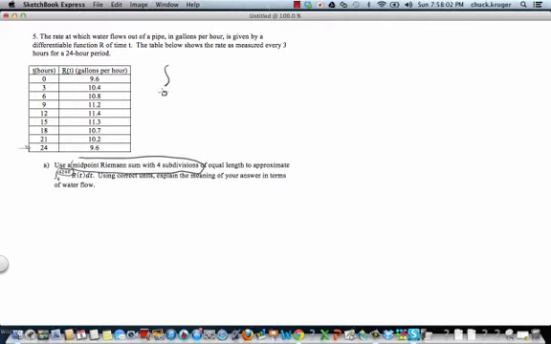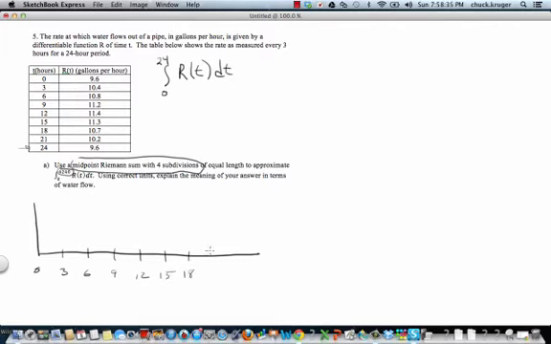I'm going to figure out this part right here. I'm going to come up with an approximation from 0 to 24 of R(t) dt. I'm going to do that first, and see kind of where that leads me, and maybe it'll make some sense as I go through this. And to do this, I'm going to graph these points. I have 0, 3, 6, 9, 12, 15, 18, 21, and 24.